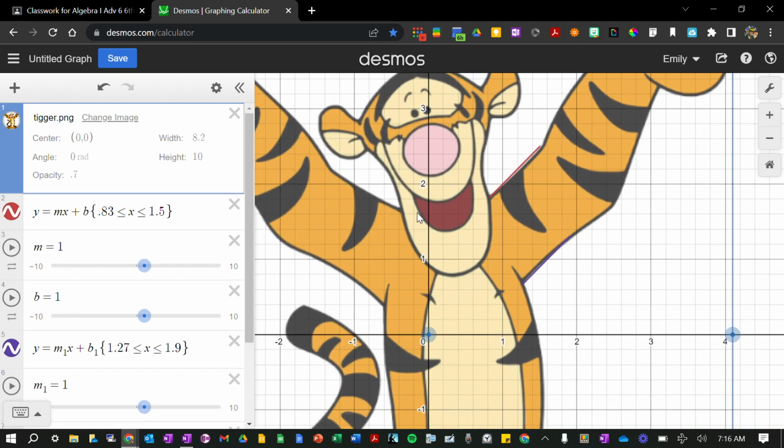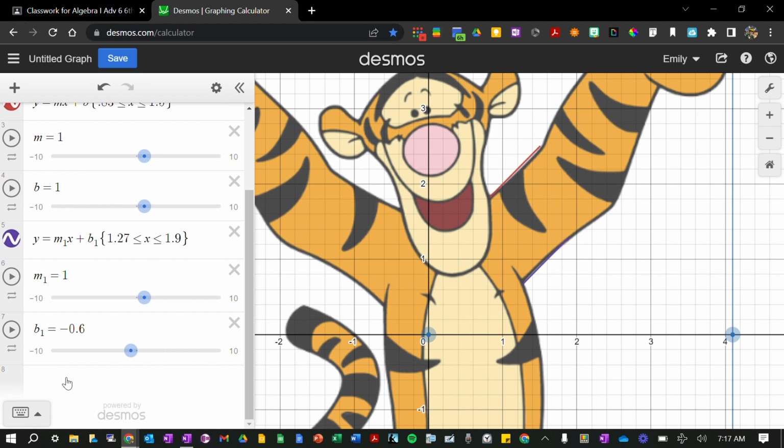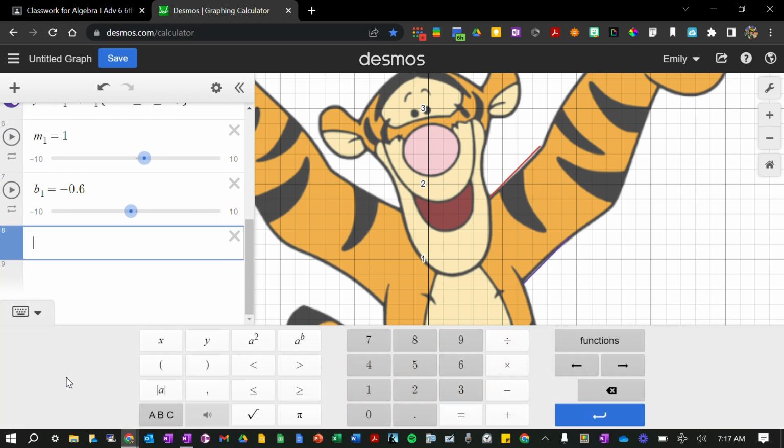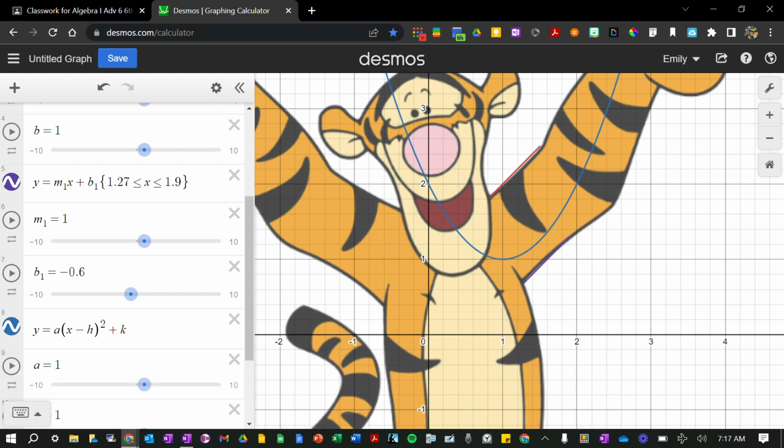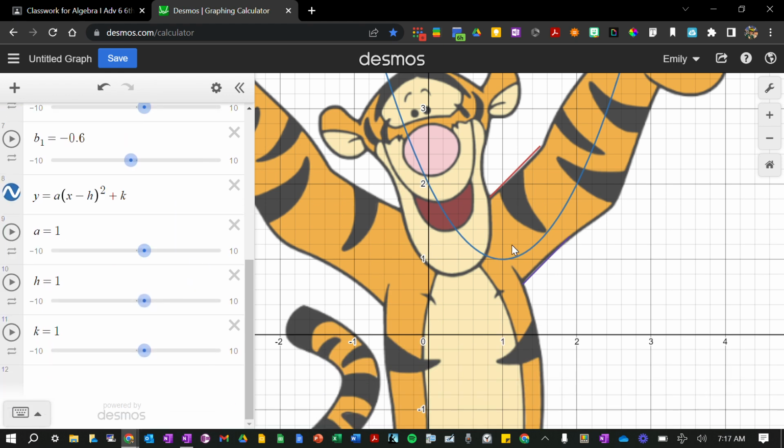Other things, well, what if I did want to graph a parabola? Like I'm seeing right here that Tigger's chin is kind of a curved shape, like a parabola. Well, instead of saying y equals mx plus b, I'm going to put in vertex form. So y equals a times x minus h squared plus k, and it gives me options for sliders. I'm going to say yes. So that's the initial parabola that it gives me. Let's play around with that.